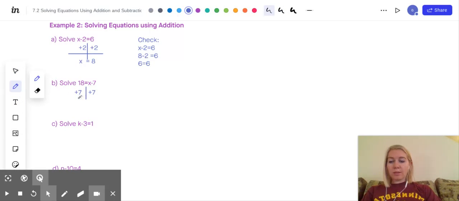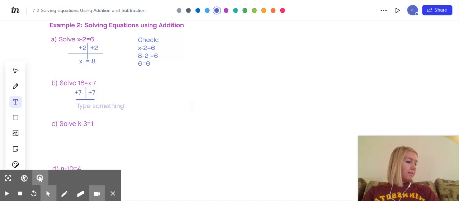Okay, I'm going to draw my line here. Working from left to right, 18 plus 7. I know that 18 plus 7 is 25. Still got our equal sign. And then minus 7 plus 7, that cancels out. So we're left with x on the right. And that's what we wanted. Perfect. So we found that x equals 25.